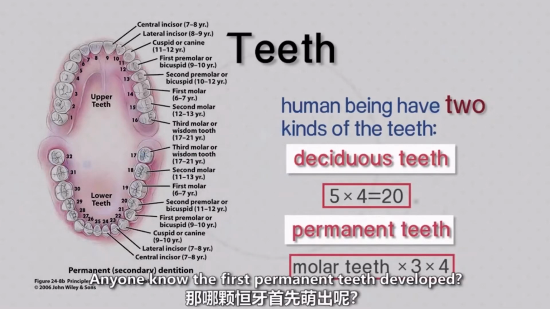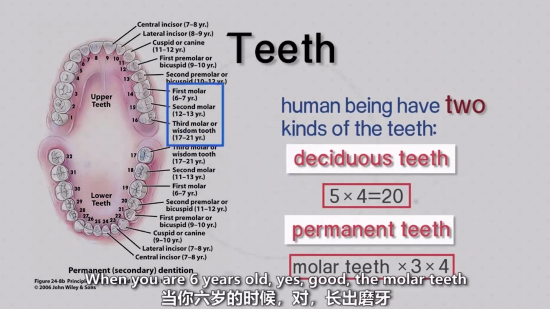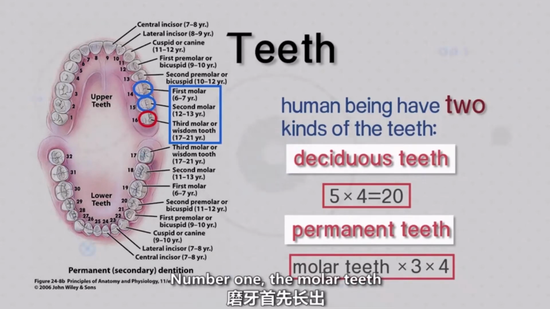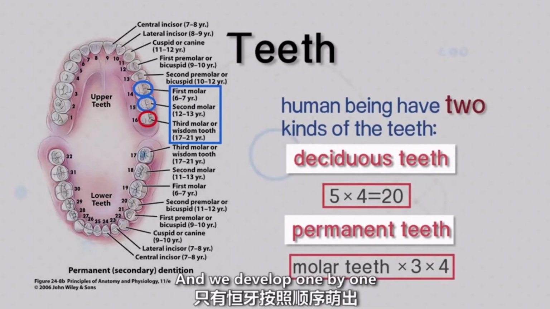Does anyone know the first permanent tooth that develops when you're 6 years old? Yes, good. It's the molar tooth. So number one, the molar teeth. And so we develop more and more.